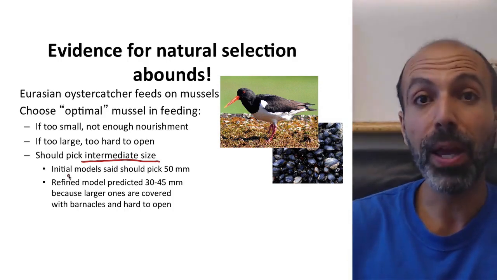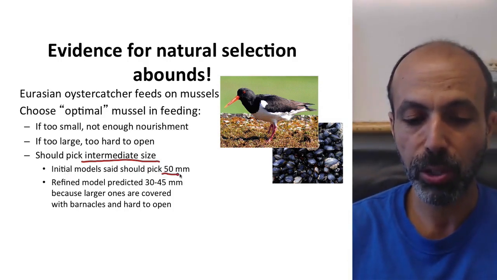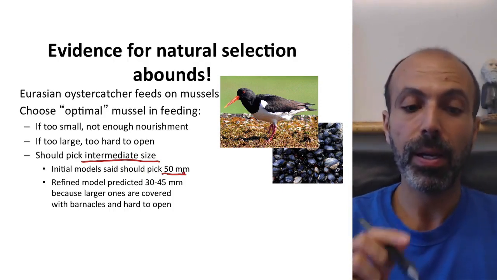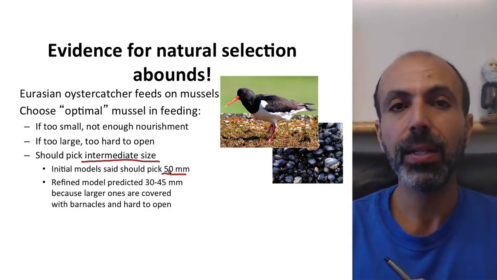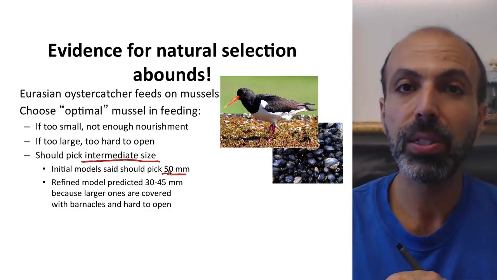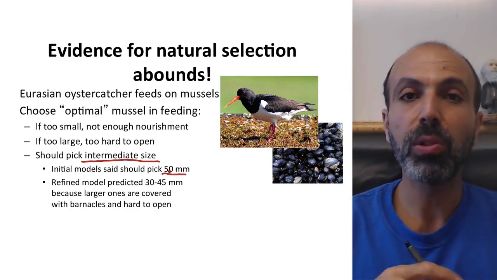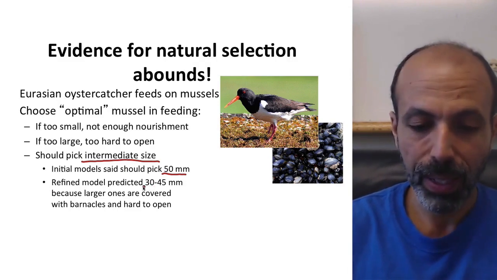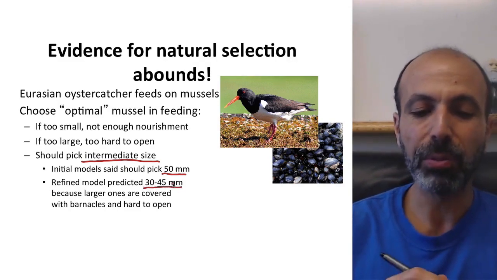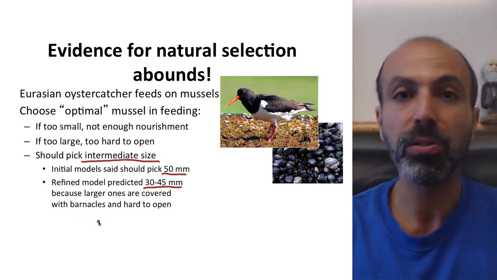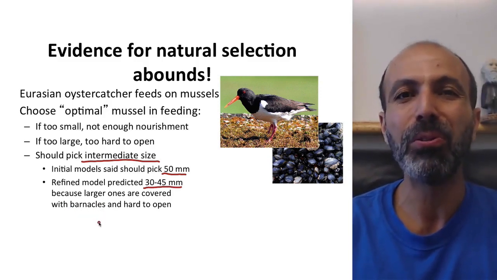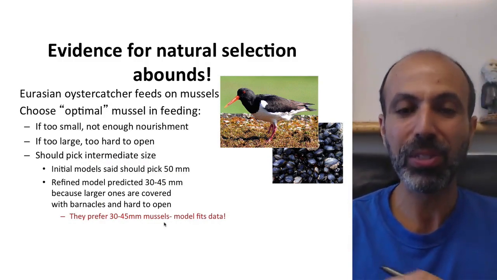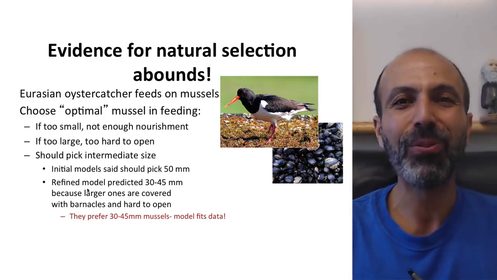Now, people ran a bunch of models and they suggested that oystercatchers should pick 50 millimeter size mussels. That was the prediction. From these initial models, they looked for this, and in fact, there was not a good fit of the models to the data. In fact, these oystercatchers were picking smaller mussels. So they refined the models, and they predicted with this refinement that the oystercatchers should pick 30 to 45 millimeter mussels because the larger ones are covered with barnacles, and that may make them harder to open. Now, in fact, the birds do prefer 30 to 45 millimeter mussels, so with this revision the model fits the data.